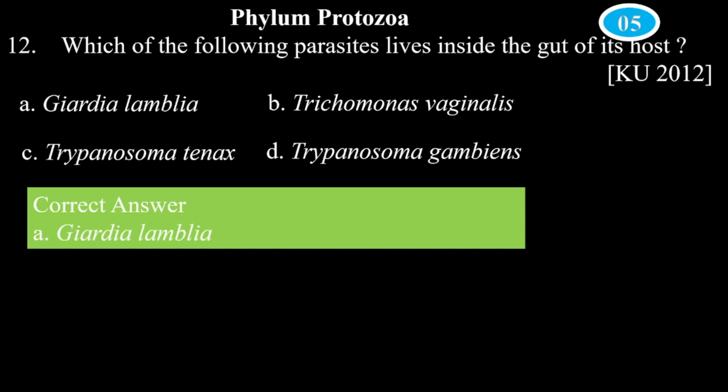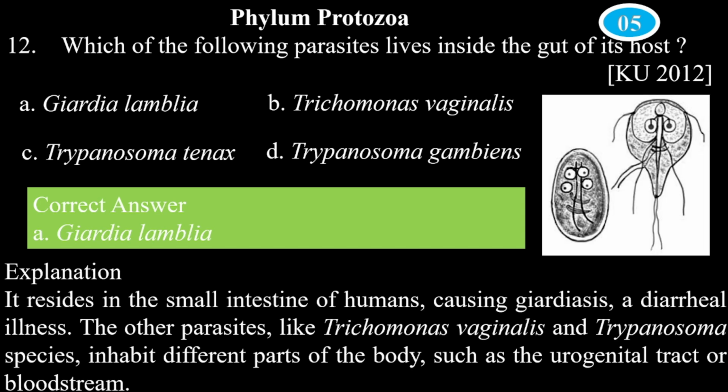The correct answer is option A, Giardia lamblia. This is because Giardia lamblia resides in the small intestine of humans, causing giardiasis or diarrheal illness. The other parasites like Trichomonas vaginalis and Trypanosoma species inhabit different parts of the body such as the urogenital tract or bloodstream.